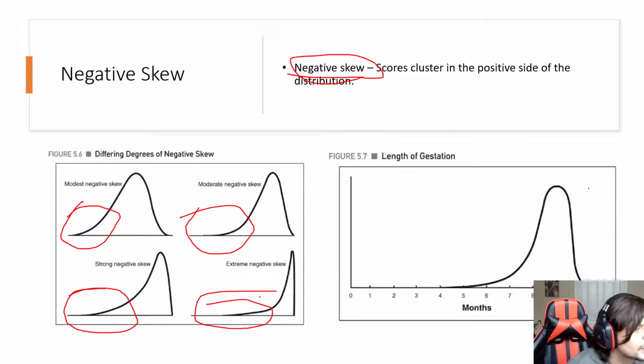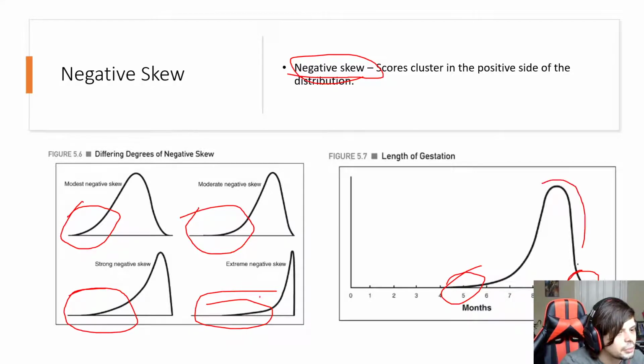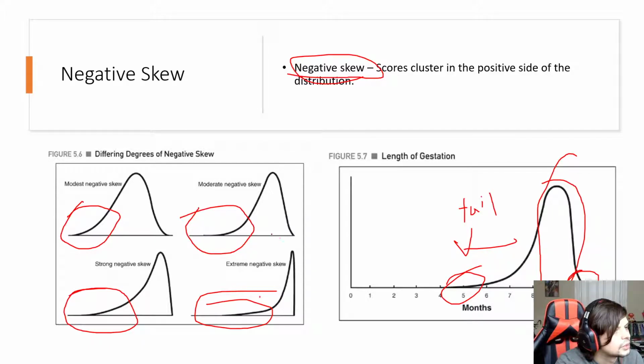Sometimes the baby comes out at 5 months. Sometimes the baby stays as long as 10 months. But most of the time, they come out around 9 months. So, in other words, scores cluster on the positive side, but the tail, as you can see, this is the tail, is on the negative, and that is your negative skew.